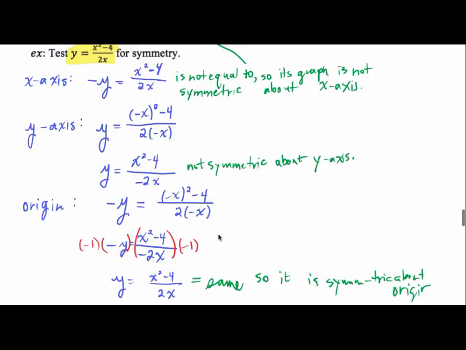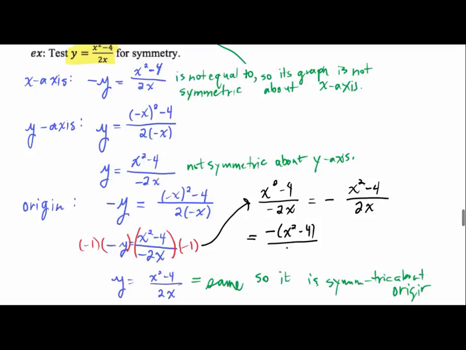Let's do some black up here. Okay, so if you have x squared minus 4 over negative 2x, that's the same as the negative of x squared minus 4 over positive 2x. You move the negative to the top, out front, or on the bottom. They're all the same. Or I could put the negative on top and have the negative of x squared minus 4 all over 2x.